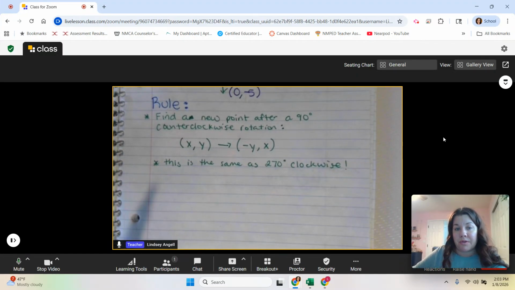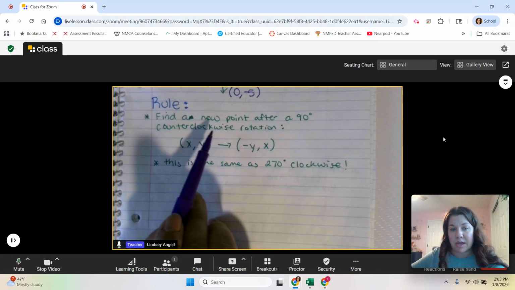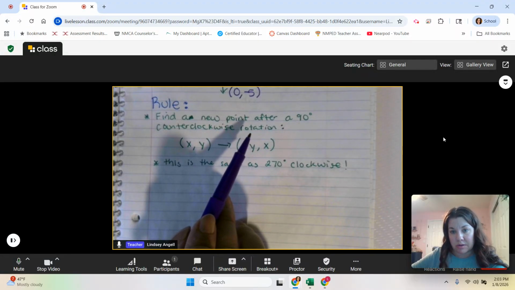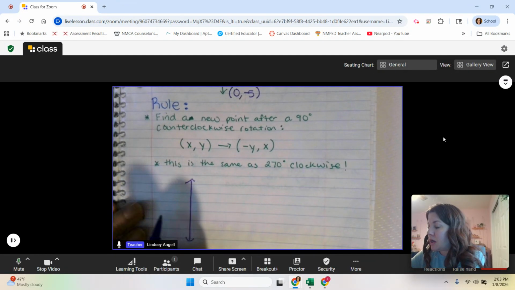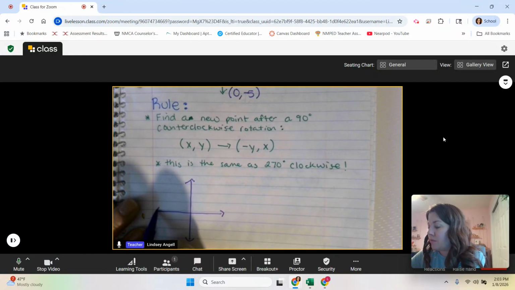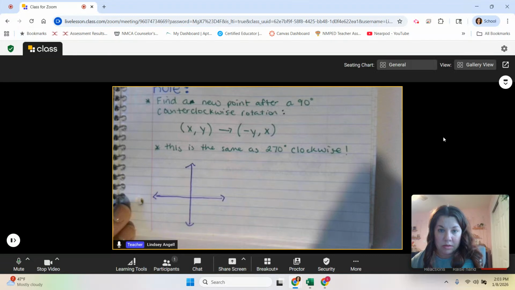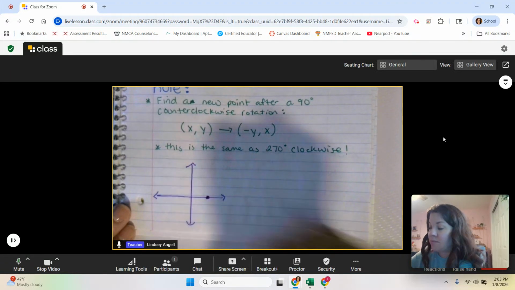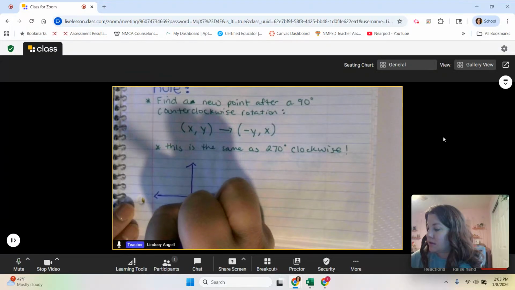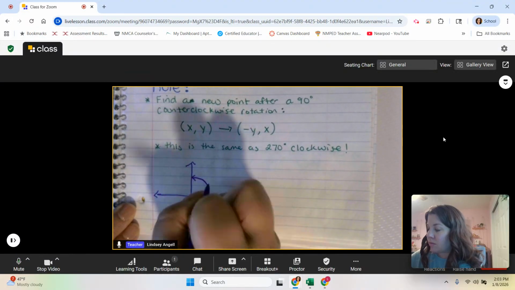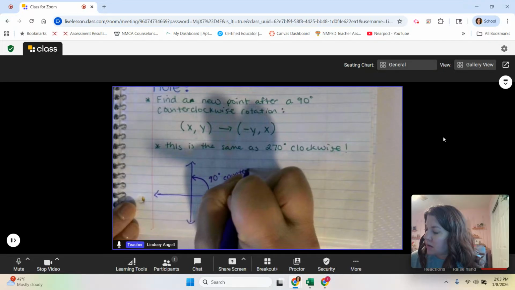Here's another rule. Find a new point after a 90 degree counterclockwise rotation. Here's our rule. I won't go through an example right now. We'll do that again in a minute. But here's our coordinate plane. Let's pretend like we have that same point. Well, a 90 degree counterclockwise rotation goes right here.